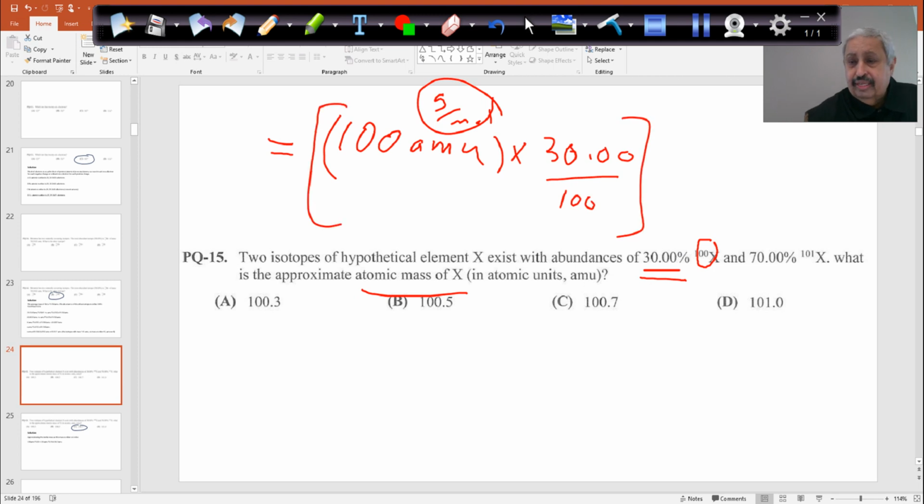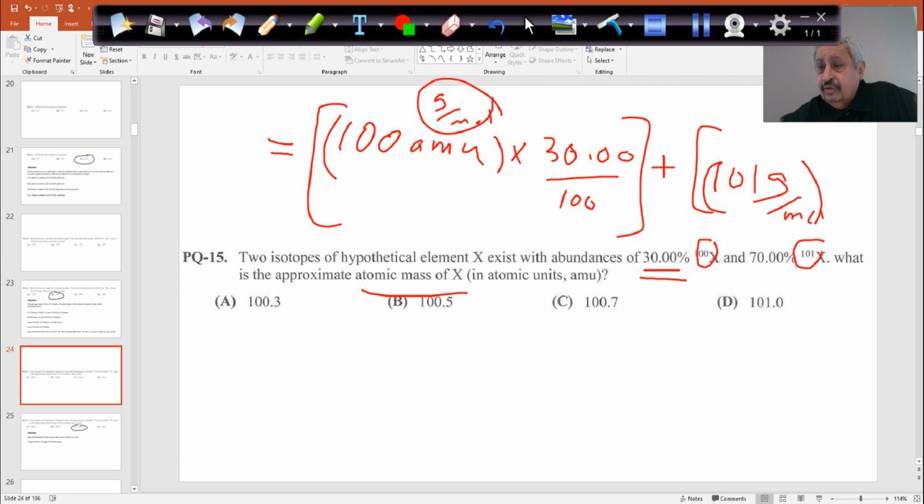That's the first isotope. The second isotope is 70% multiplied by 101. So you have 101 gram per mole, correct? Or AMU, multiplied by 70, which is 70.00 over 100. You just calculate this setup. I like to give you the setup, and then you can calculate. And as I said, I like estimation. That will save me a lot of time.